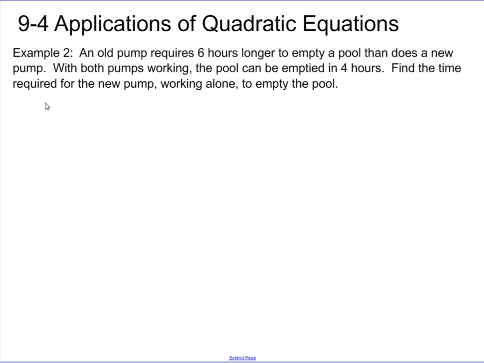So what we're going to do right here is start by naming a variable. We're asked to find the time of the new pump working alone, so let's let that be our variable. Let t be the amount of time required for the new pump to empty the pool all by itself. Right? If we're given that, then what would be the time required for the old pump?